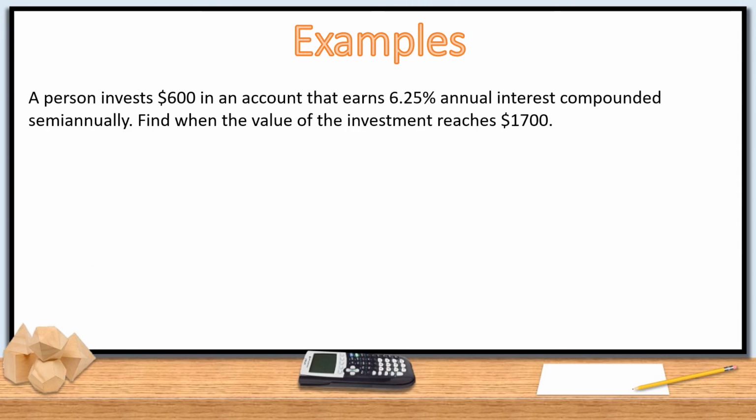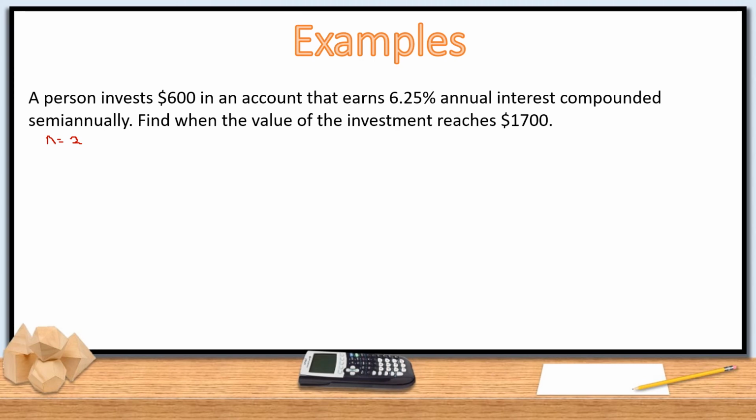All right, we're going to do another one of these just because it's the most common one we're going to see. $600, 6.25% interest rate compounded semi-annually. So that is an end value of 2. Find out when it reaches 1700. So it's going to more than double. So it's nearly tripling. And 6.25% annual interest rate, but it's compounded a little bit faster.